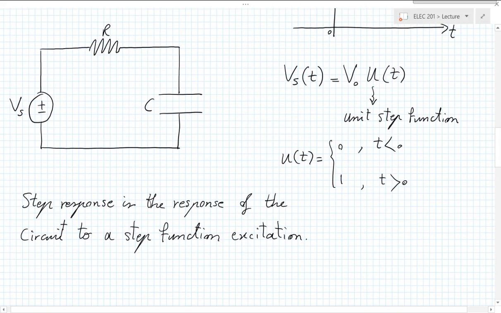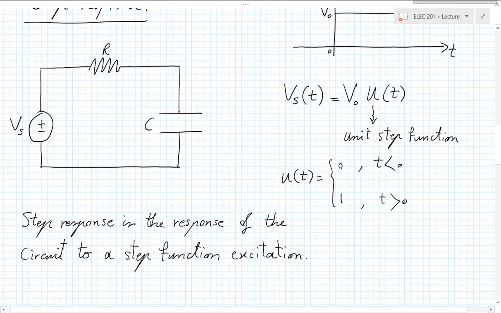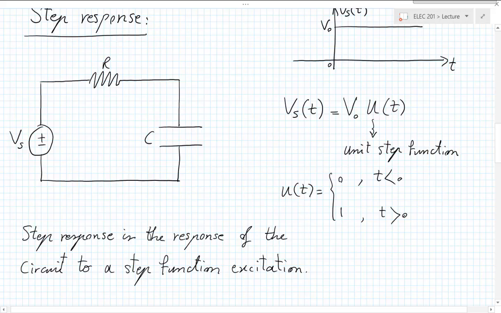Excitation or stimulation being the source that I'm providing to the circuit. And so it might be that I'm interested in the voltage of the resistor, in the voltage of the capacitor, or in the current in the circuit. So any of those variables could be of interest. And the answer for any of those variables would be the response to this step function, or step response. Okay? Nothing special, and we've solved it before.